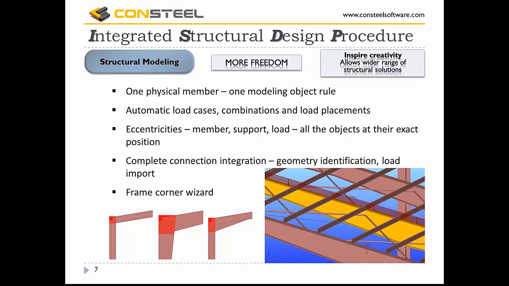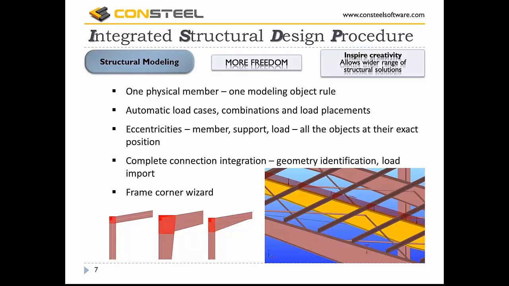So the first, for structure modeling, the first and obviously most important thing is that one physical member is always one modeling object. Even if it is a tapered member like in the picture, or a hinged member, or it is divided by point loads or point supports, the physical member is still one, so any object can be connected or placed to that member. We don't have to divide it.